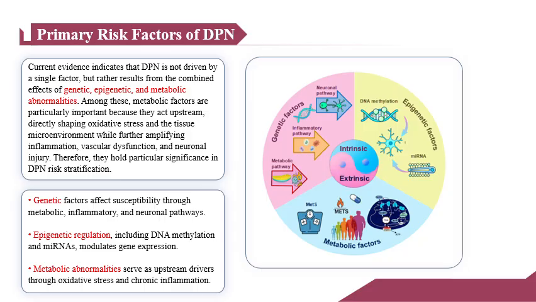Current evidence indicates that DPN is not driven by a single factor. Instead, it arises from interactions among genetic, epigenetic, and metabolic abnormalities. Among these, metabolic factors are particularly important because they act upstream, shaping oxidative stress and the tissue microenvironment while amplifying inflammation, vascular dysfunction, and neuronal injury. Integrating these risk factors may support earlier identification and more precise risk stratification.